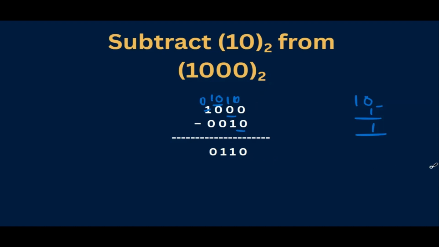We have seen this already. Now, we already gave a borrow of 1 to this 0 or to this bit. So this 10 becomes 10 minus 1, which is equal to 1. So again we perform 1 minus 0, which is equal to 1. Here it is 0 minus 0, which is equal to 0. So the result of subtraction of 10 from 1000 is 0110.